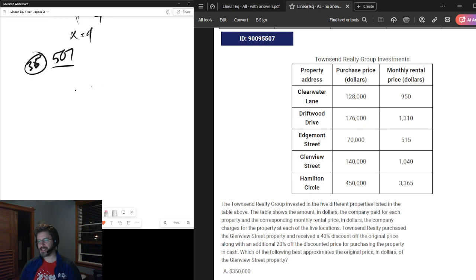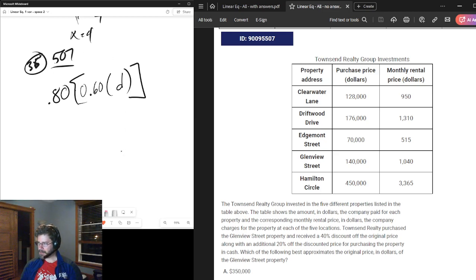So a 40% discount is actually 60% of the original cost. So 0.6 of the original. I'm going to use D for the original dollars. So 60% of the original, but then we're going to get 20% off of that, so that's reduced down to 80% of that discounted price. So D is the original price. Then we're going to pay 60% of that original price, but with an additional 20% off, so we're paying 80% of the discounted price. Okay. So they ended up paying $140,000.